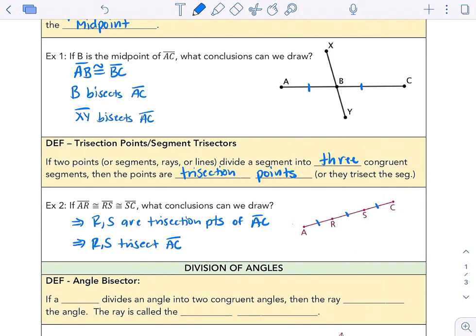Again, if we're on Edpuzzle and everything's working correctly, hopefully there will be a question here for you to put your thoughts so I can see those, and then we're going to move forward to our division of angles. If this is Edpuzzle, just ignore these little notes here and just keep watching the video.